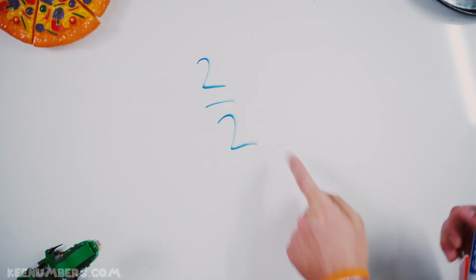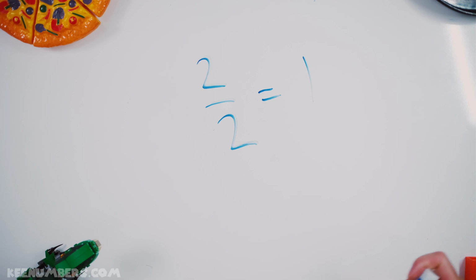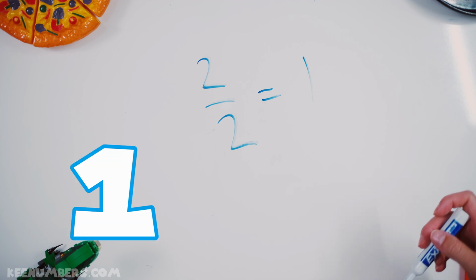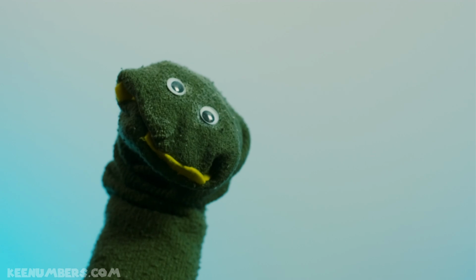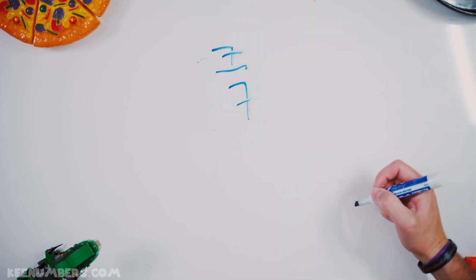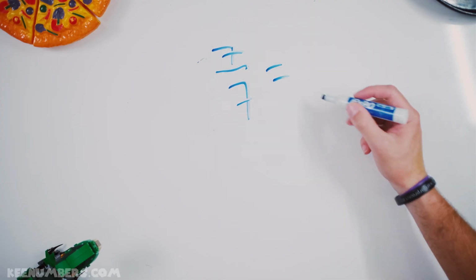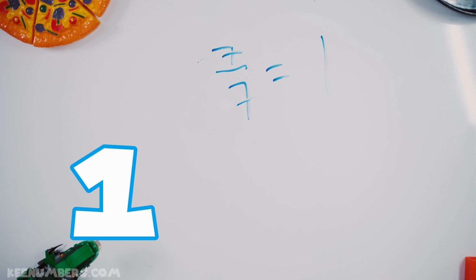If you have 2 and you divide it by 2, Old Man Keenum said it. Any number divided by itself is 1. Too easy. What if you have 7 divided by 7 and you run into that in the wild? 7 sevenths, that's just 1. Don't get scared.